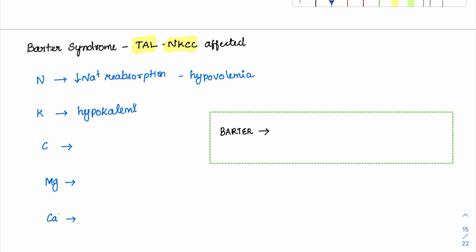This is also important. Then C is for chloride. Now chloride is also not reabsorbed. What will happen? It will lead to hypochloremia. So these are the features of NKCC.